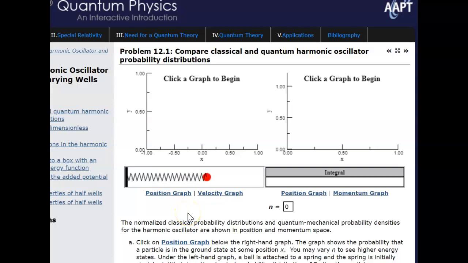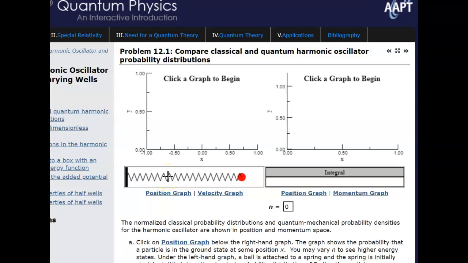Okay, this second simulation is Physlit Quantum Physics, and there's lots of different things within this website you feel free to explore, but in particular I wanted you to look at this. And what I like about this is that we have the quantum state on the right. You can control it with this n value up to 5, and on the left it's showing a ball that's oscillating back and forth on a spring.